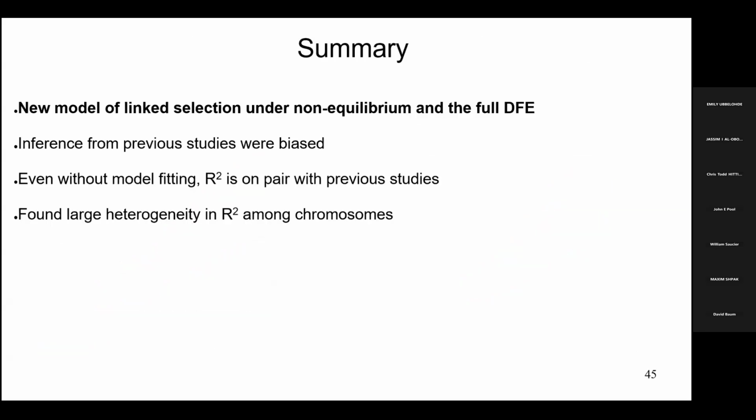Finally, to summarize, I've shown you a new model of linked selection that works under non-equilibrium demography and the full distribution of fitness effects, that is, under a wide range of selection coefficients. Inference from previous studies was biased due to overfitting and model non-identifiability. Even without playing the game of maximum likelihood optimization, our R squared is on par with the previous studies. Furthermore, we found this large heterogeneity in R squared among chromosomes that was previously undocumented.